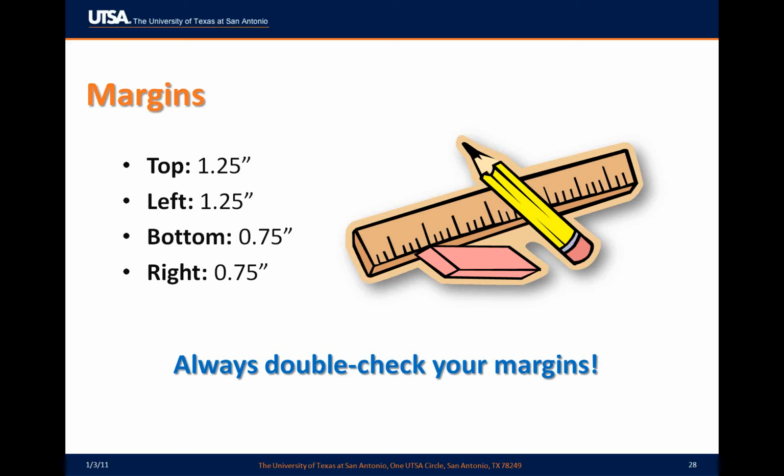The reason that the top and left margins are slightly larger has to do with the fact that the library will bind your document. They need a little bit of extra space on the top and the left. Even if you use the template, you are encouraged to always double check your margins, especially if you're using Microsoft Word. Microsoft Word does like to reset the margins sometimes, so make sure that you print off a page and just double check them, make sure that your margins are showing up correctly.